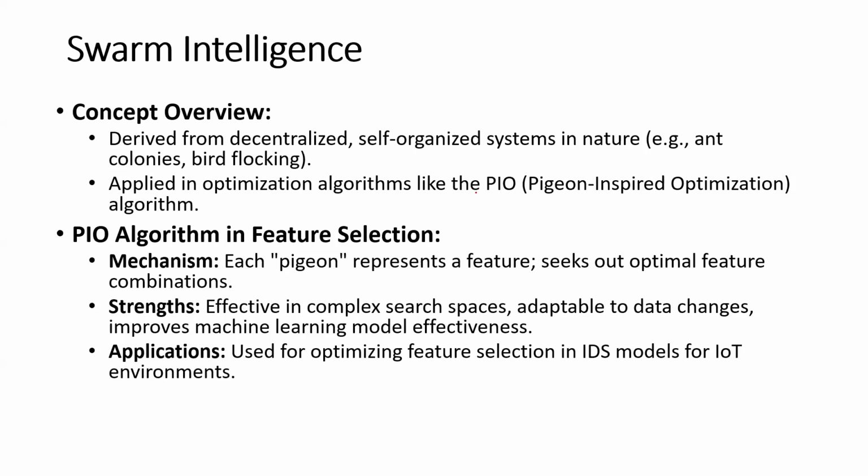About the concept of Swarm Intelligence, this concept is derived from decentralized self-organized systems in nature, like ant colonies and bird flocking. And this concept is applied in optimizing algorithms like the PIO, or Pigeon Inspired Optimization algorithm. In the PIO algorithm in feature selection, the mechanism is each pigeon represents a feature seeking out the optimal feature combination. The strengths of the PIO algorithm are that it is effective in complex search space, adaptable to data change, and improves machine learning model effectiveness. The application is that the PIO algorithm is used for optimizing feature selection in IDS models for IoT environments.